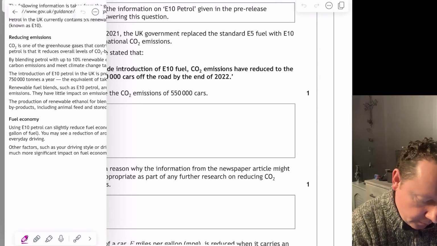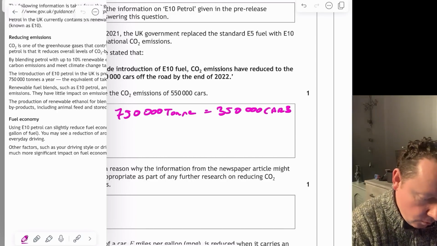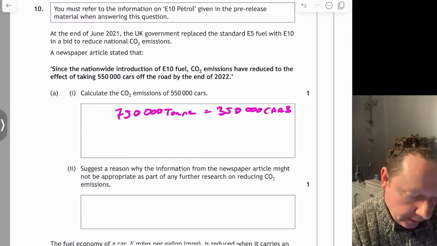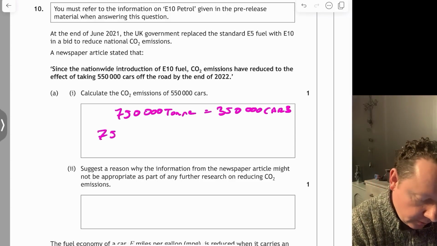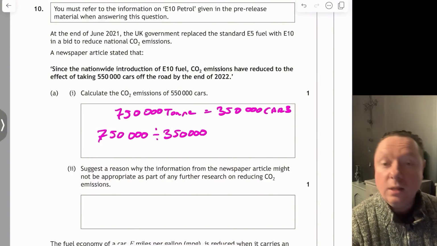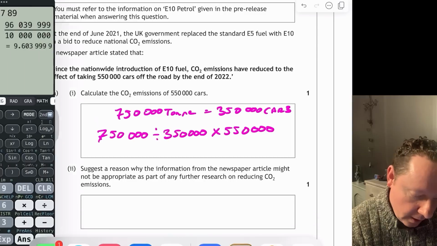750,000 tonnes is equal to 350,000 cars. So let's get rid of that for now. So we need to work out 550,000 cars. So we just do 750,000 divided by 350,000, because that will give us one car, and then times 550,000. That's a calculator job, that one.